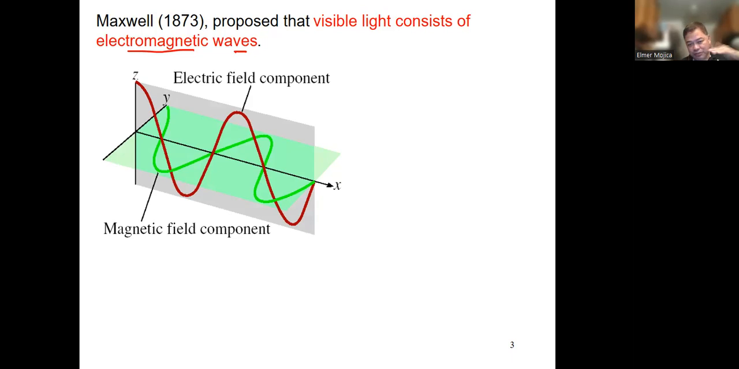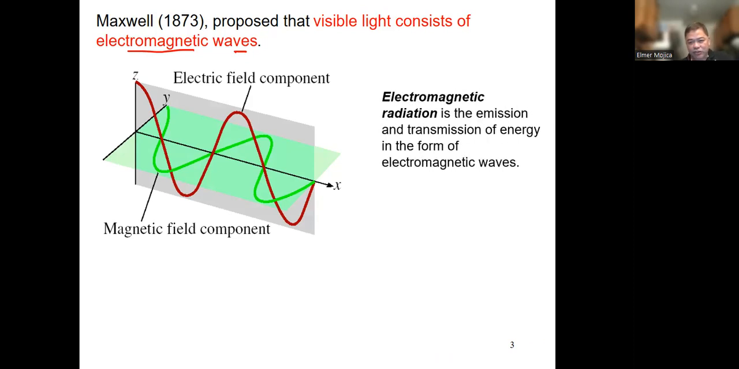Like, so this is the magnetic field. So this is what we call the electric field. Okay. And as I've told you, whenever we have a wave, we deal with radiation. And what we have here is electromagnetic radiation. So this is just the emission and transmission of energy in the form of electromagnetic waves. And the speed of light in vacuum has a value of around 3.00 times 10 to the 8 meters per second.